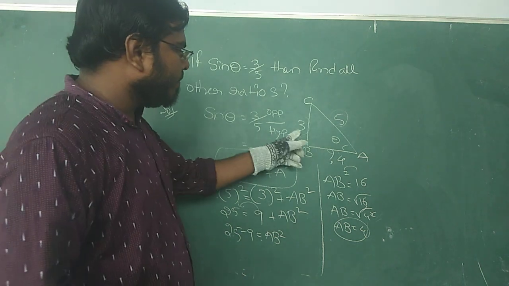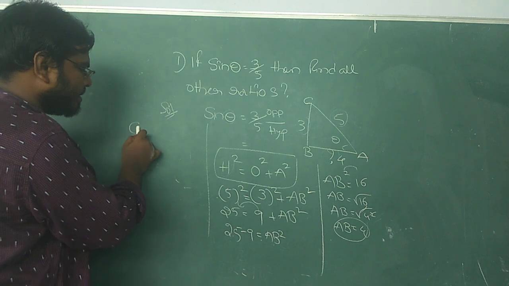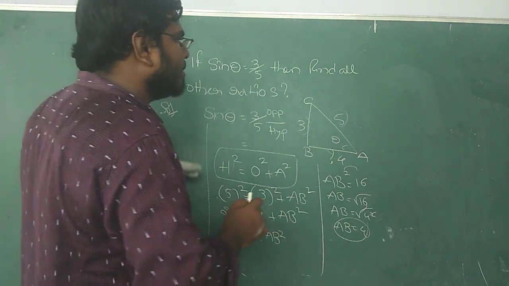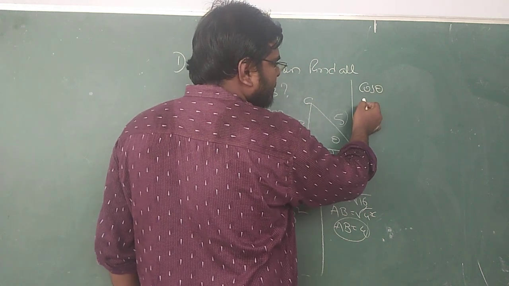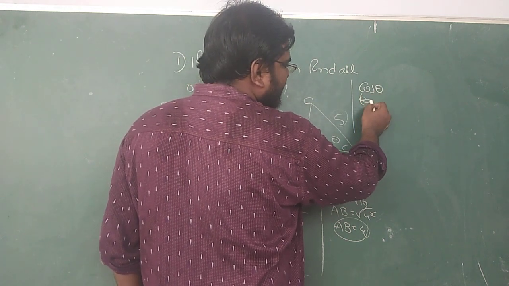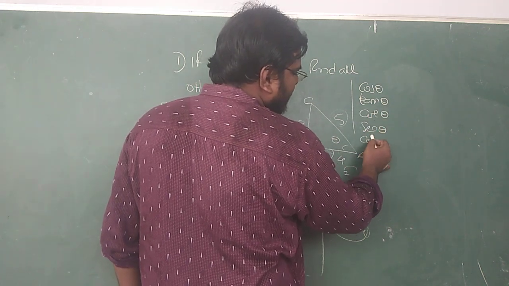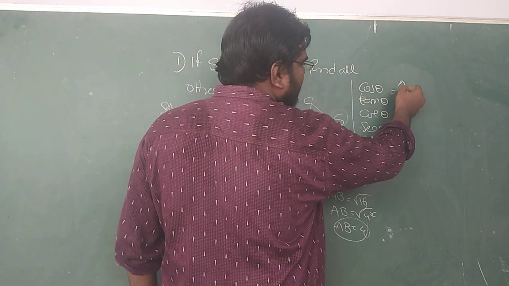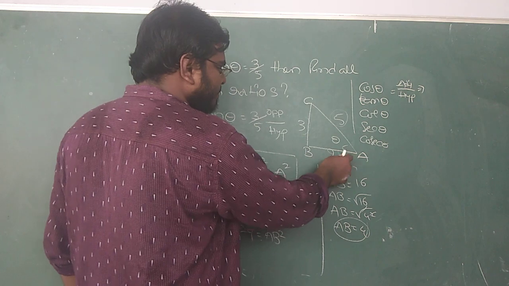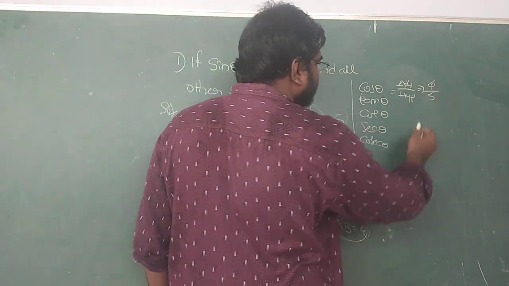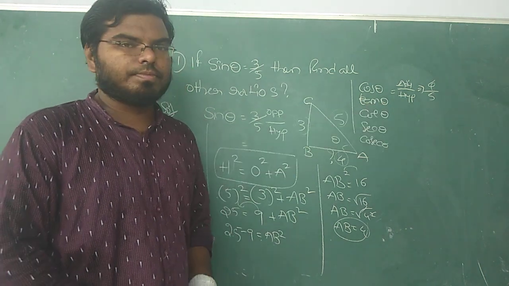Then we get the 3 sides. Then write here cos theta, next tan theta, next cot theta, next sec theta, next cosec theta. Write the formula here. Cos theta is adjacent side by hypotenuse. What is the adjacent side here? 4 by 5. Not done. Write the rest of all the ratios.